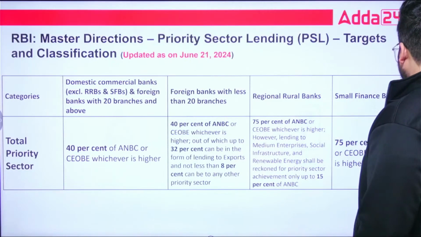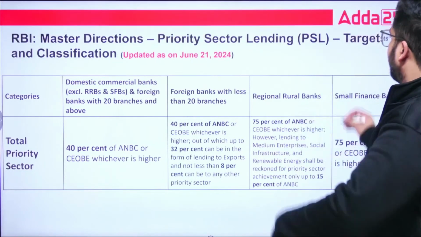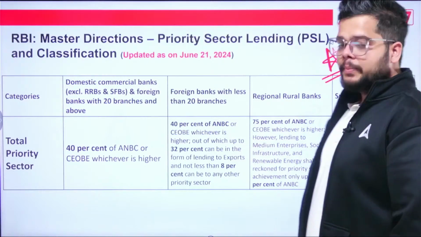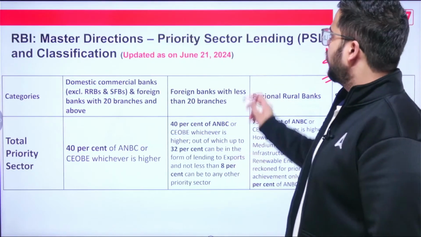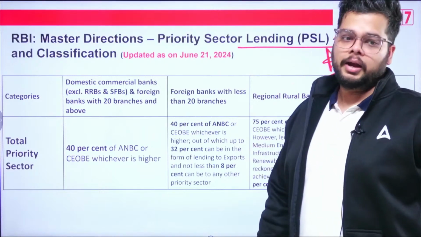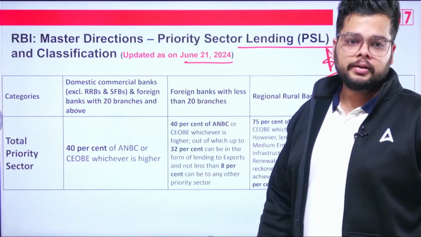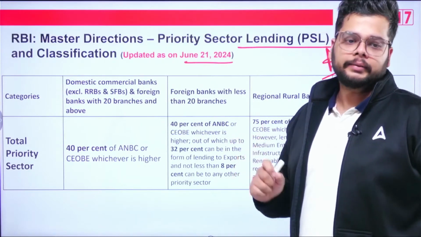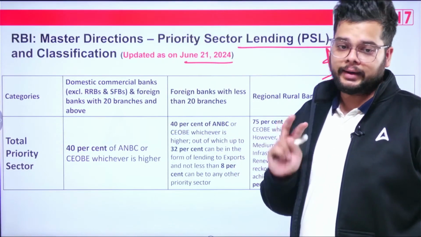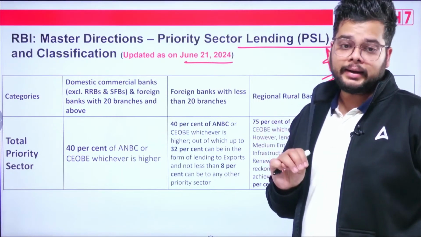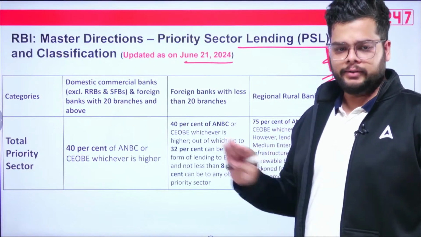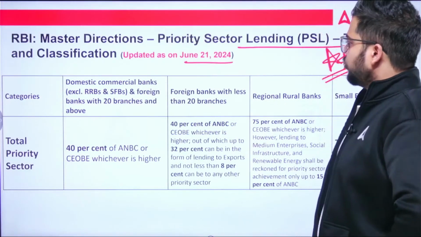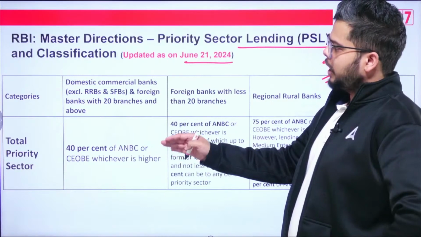How? Now let's see the table. The most important topic of this entire chapter is here in front of all of you. RBI master guidelines, master direction, PSL targets and classification, updated on June 21st, 2024. Various categories are there. Total priority sector lending category is one. Then we have agriculture as the second category. Then micro enterprises as the third category, and weaker section as the fourth category. We will see that also. But initially, let's focus on the total priority sector. The categories are further divided into banks also.